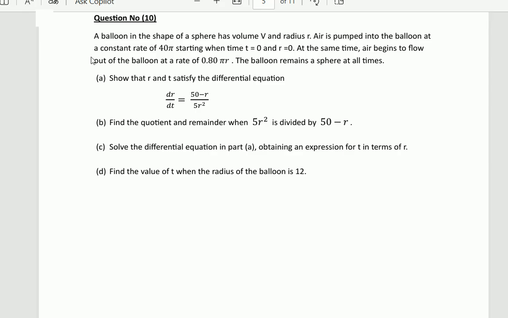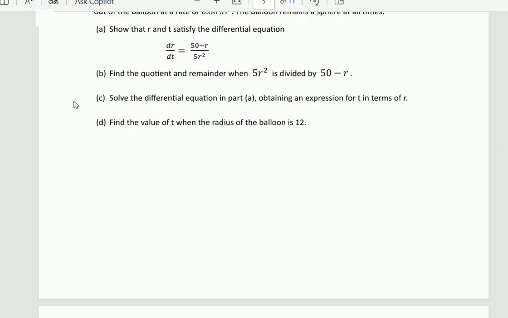Part A, show that R and t satisfy the differential equation dr/dt equals (50 − R)/(5R²). Part B, find the quotient and remainder when 5R² is divided by 50 − R. Part C, solve the differential equation in part A, obtaining an expression for t in terms of R. The last part is, find the value of t when the radius of the balloon is 12.